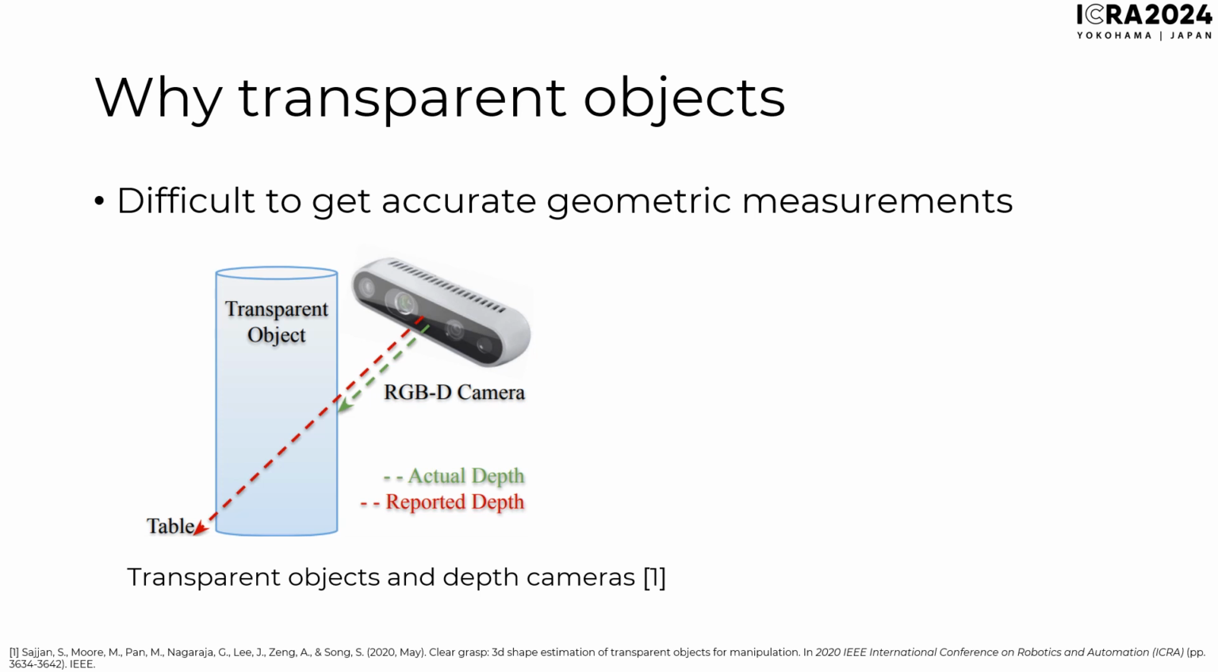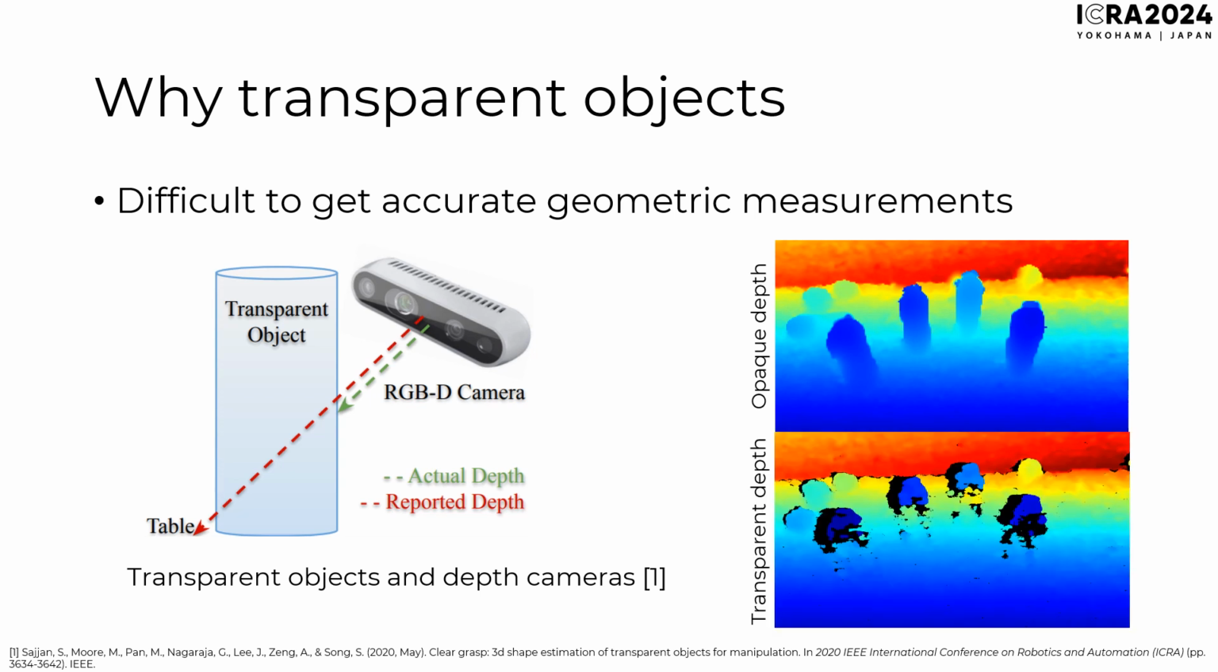The sensors for typical visual observation do not provide reliable measurements for transparent objects, especially RGB-D cameras. Rays shot from the sensor penetrate transparent objects, resulting in wrong measurements. We can see the effects comparing the images from opaque objects and transparent objects. Thus, we need a method to reconstruct 3D geometry without depth information.